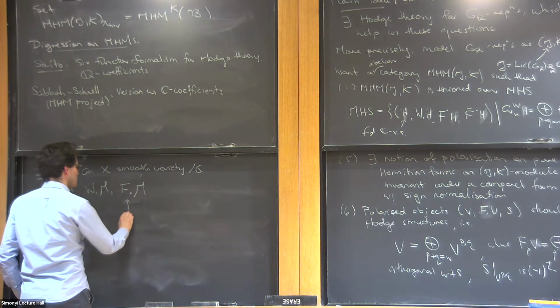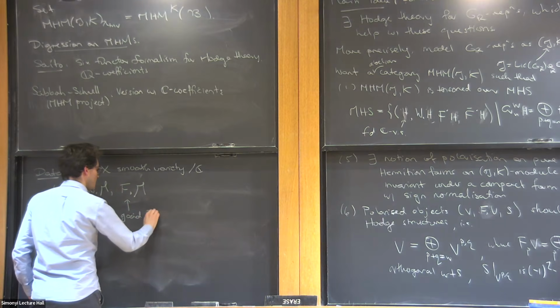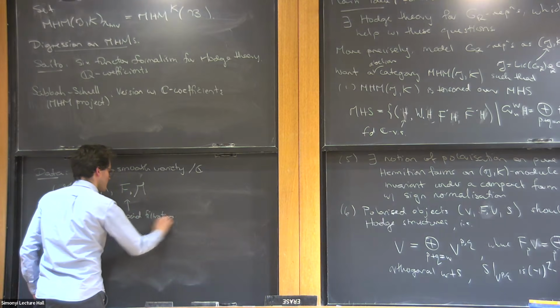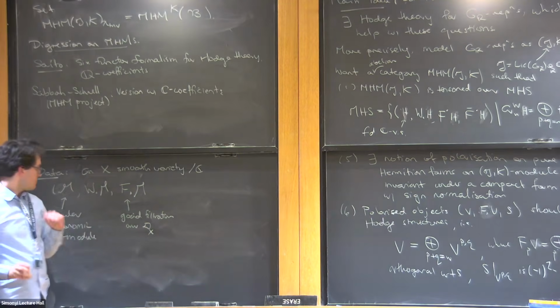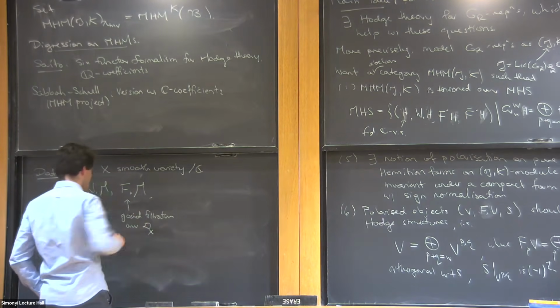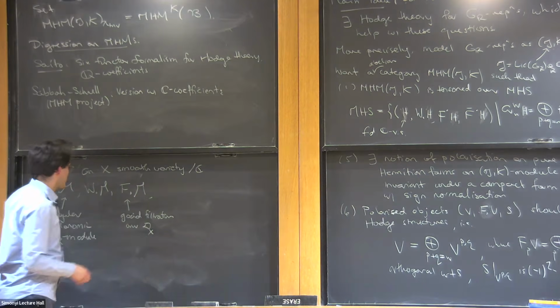That should have a weight filtration, and it should have a Hodge filtration, which is again going to be a good filtration over D_X now instead of U(g). Okay, so that's the Hodge filtration.